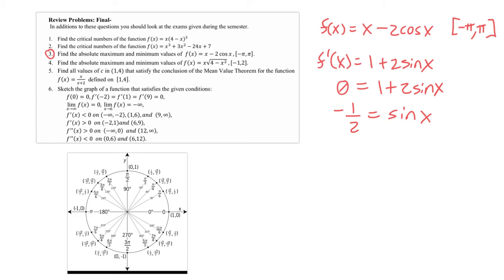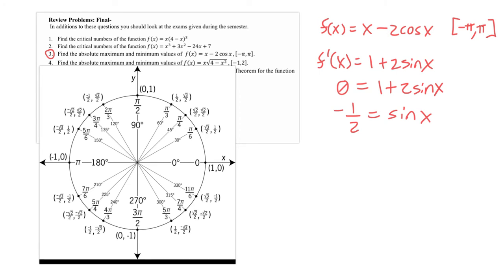Now, the interval that we're taking interest in is negative pi all the way to pi. So negative pi is here, and then we're going to go all the way around to pi like that. So the question is, for what angle, for what x value, is sine of x equal to -1/2? Well, sine corresponds with the y coordinate, so hopefully it's clear to most people watching that here's a y coordinate of -1/2, here's a y coordinate of -1/2.